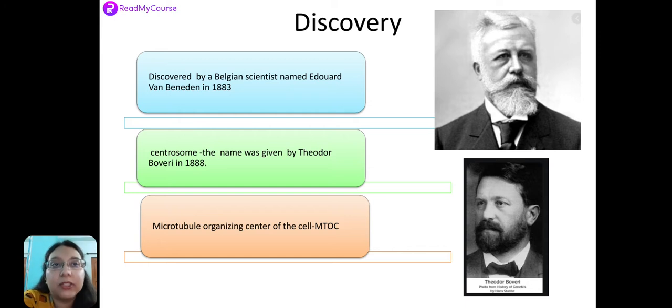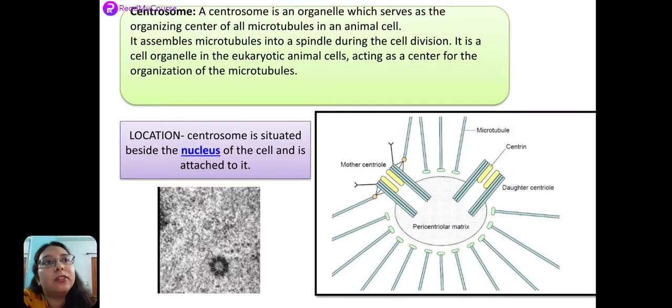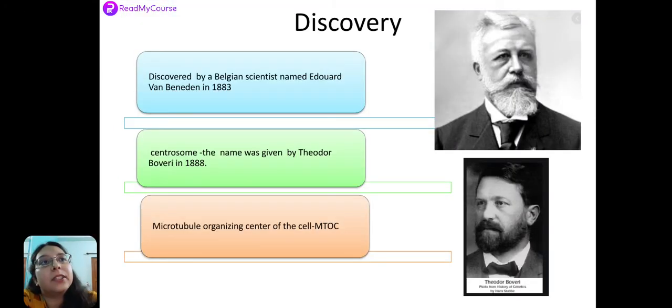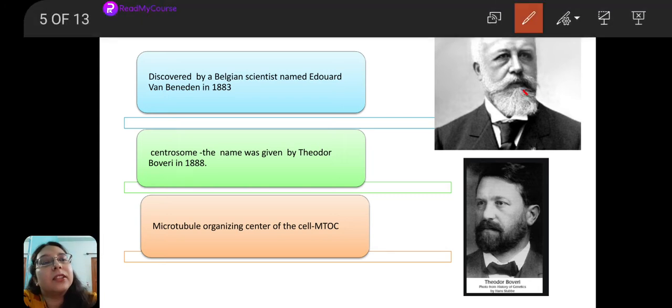A little bit about the discovery. It was discovered by a Belgian scientist in the year 1883, and his name was Edward van Beneden, right? This is the picture of the scientist who discovered centrosome, that is Edward van Beneden.